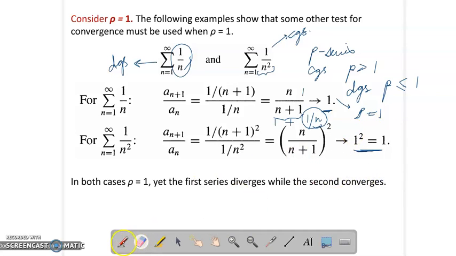Right? So what we can conclude from here is that in both the cases rho is equal to 1, yet one series is diverging and the other is converging. It means whenever you have this number rho equal to 1, the ratio test is not able to conclude the behavior of the series. That's why we say that whenever rho is equal to 1, the test is inconclusive.